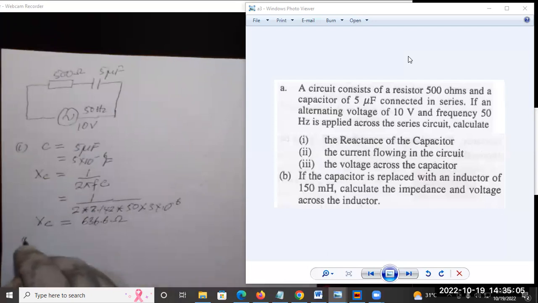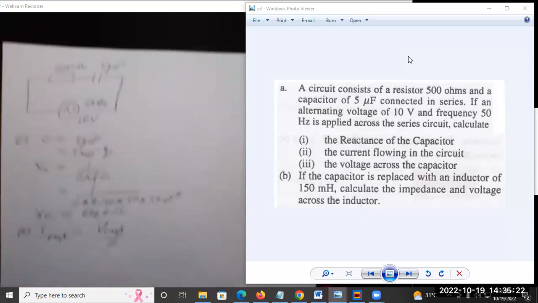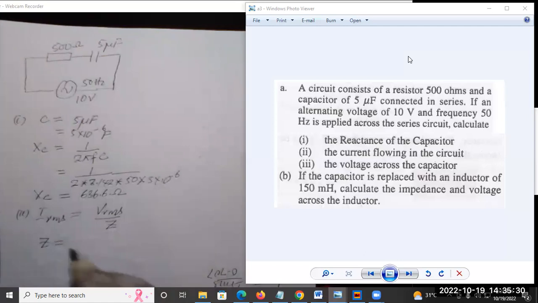The next question, the current flowing in the circuit. The current flowing in the circuit will be given by the expression: the root mean square current will be equal to the root mean square voltage all over the impedance of the circuit. Here we have to find the impedance. The impedance of the circuit is given by the expression, the square root of the resistance square plus the capacitive reactance square.